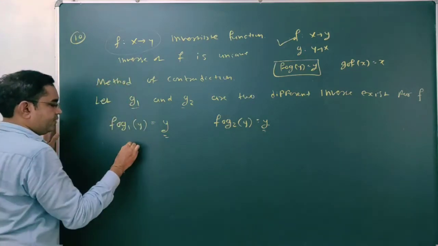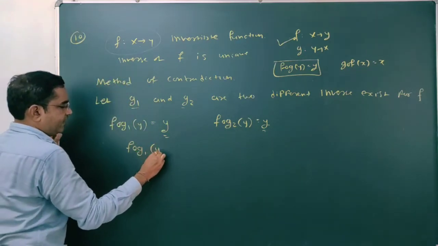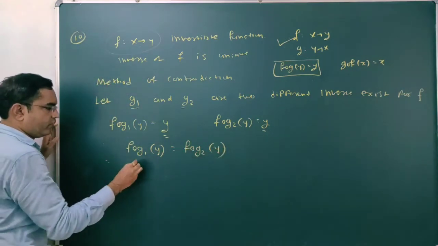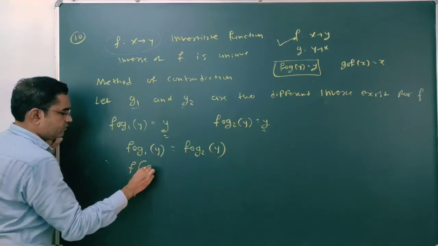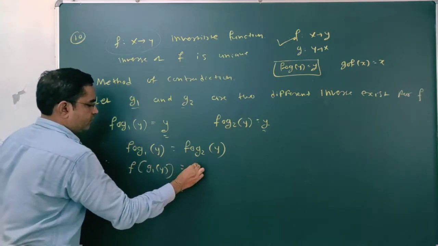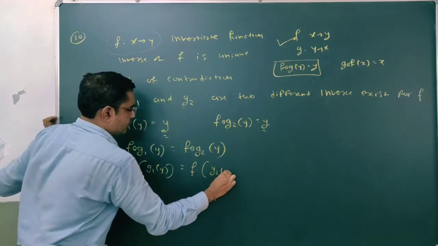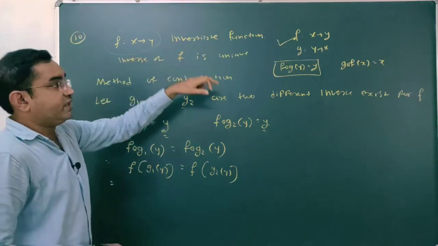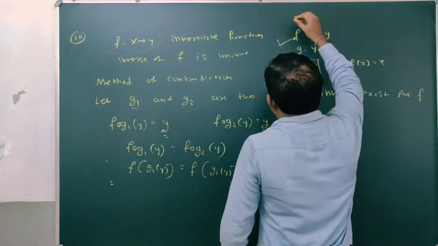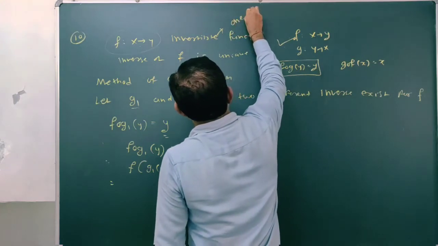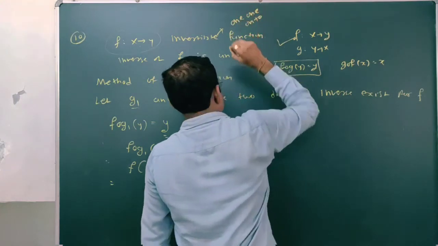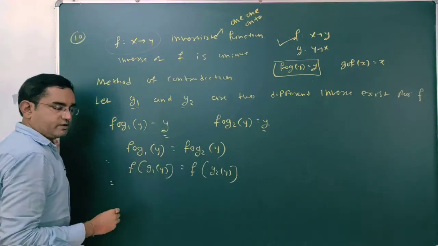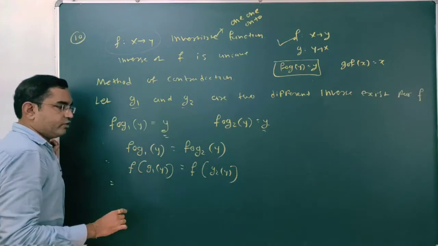So both are equal to y, we will compare them. Hence fog1 y equal to fog2 y. So how do we write fog1 y? f of g1 y equal to f of g2 y. Done. Now here we are given that function f is an invertible function. So what is an invertible function like? It is a one one function and an onto function. Function f is one one function. So here we are using the one oneness of this given function, which is already given in your hint. We have to use one oneness.